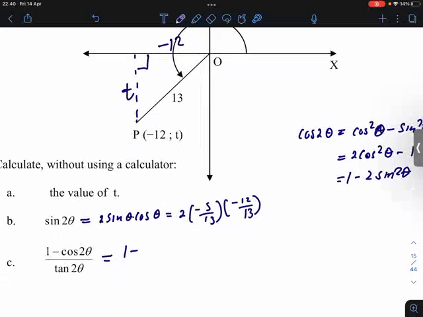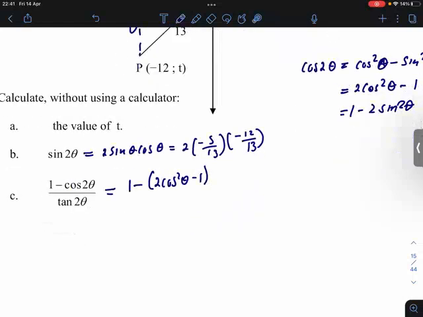So the cos one here would be 2 cos squared theta minus 1. But then plus 1 again. Don't forget, why did I do this? It is 1 minus (2 cos squared theta minus 1). Do you see that? I put it in brackets, but then there's a minus there, and the minus will affect this minus 1.